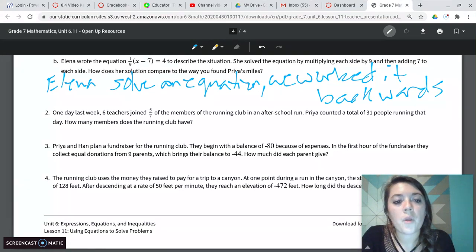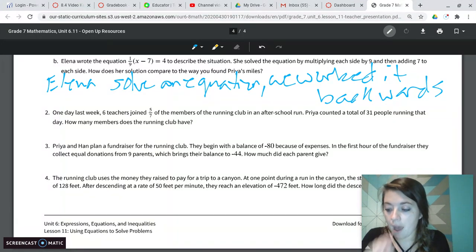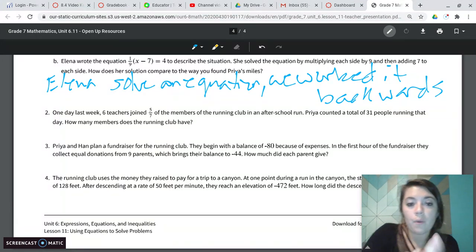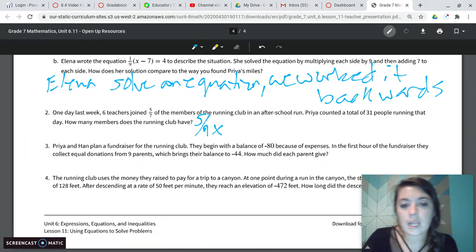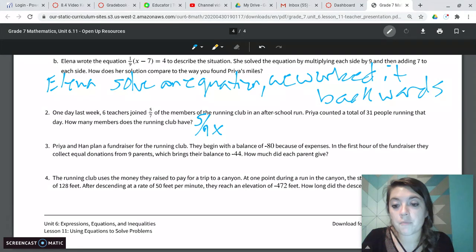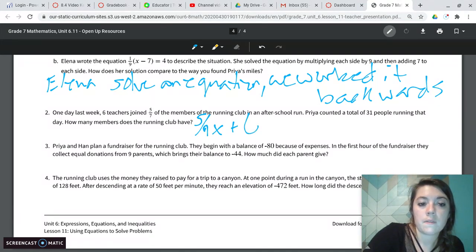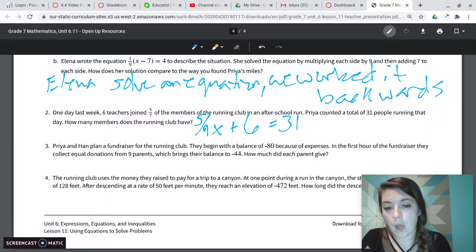All right, number 2. One day last week, 6 teachers joined 5/7 of the members of the running club in an after-school run. Priya counted a total of 31 people running that day. How many members does the running club have? So we know there were 5/7 of the running club. So X represents the number of people in the running club. We have 5/7 of them plus the 6 teachers who joined equals a total of 31.